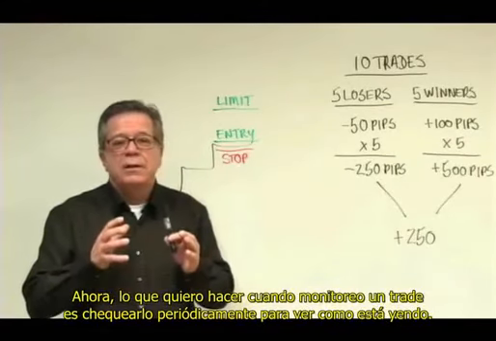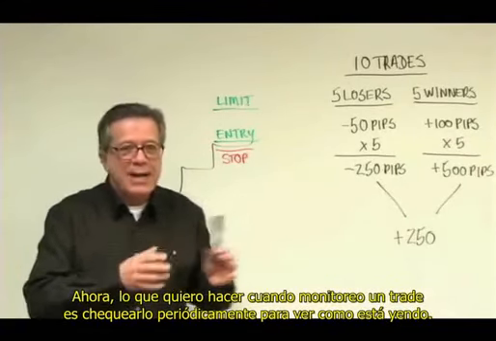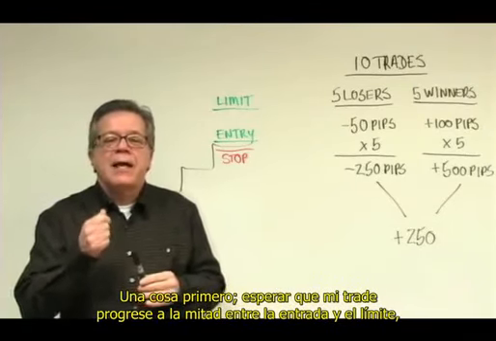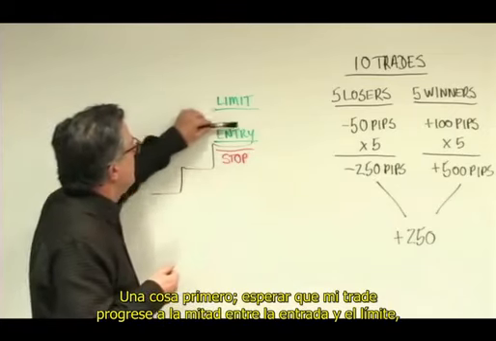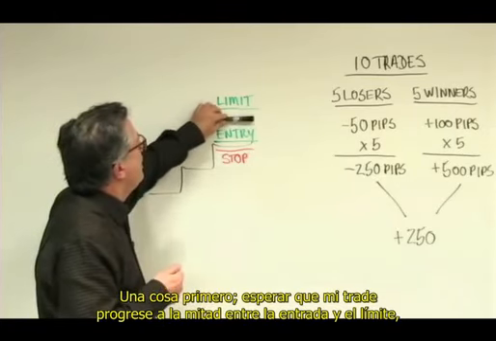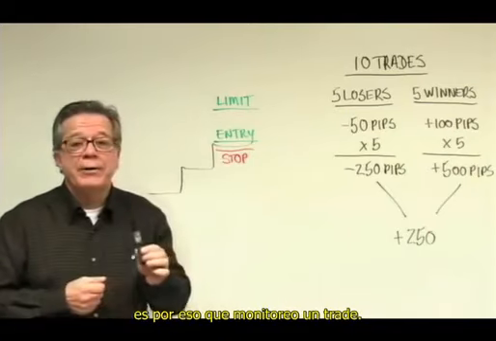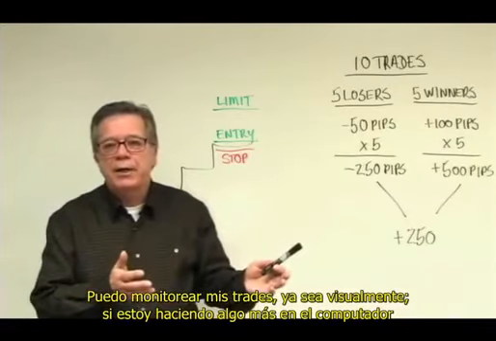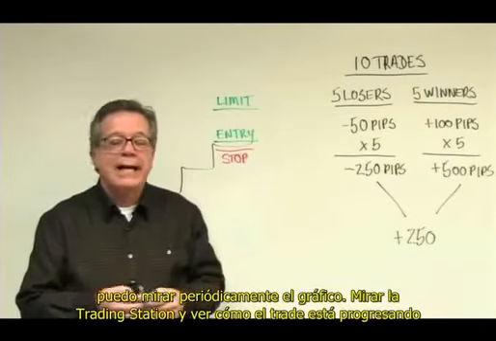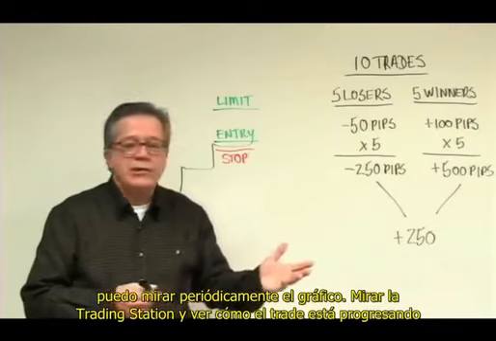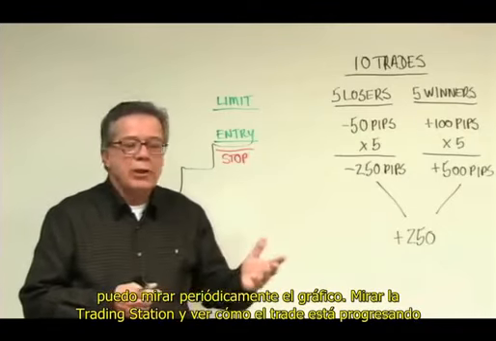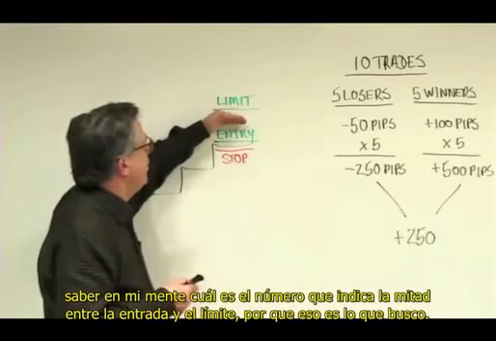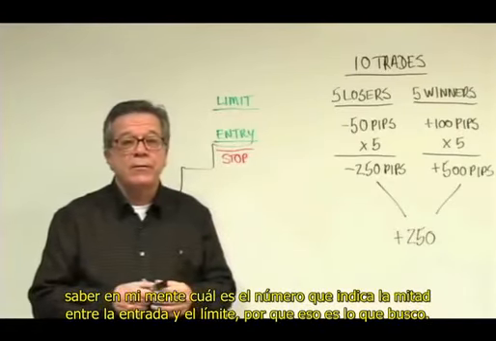Now, what I want to do when I'm monitoring the trade, checking back periodically to see how it's going, I want to be looking for one thing primarily, and that's when that trade progresses to the halfway point between my entry and my limit. That's what I'm monitoring the trade for. And I can monitor the trade either visually, if I've got a couple monitors up, or even if I just have one monitor that I might be looking at and I'm doing something else on the computer, I can check back and look at that chart periodically, look at the trading station, see how the trade is progressing, knowing in my mind what the number is at that halfway point, because that's what I'm looking for.